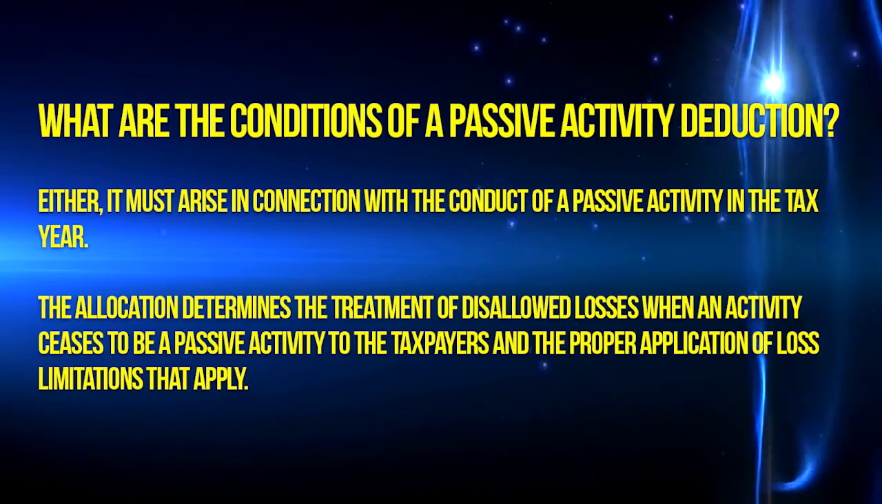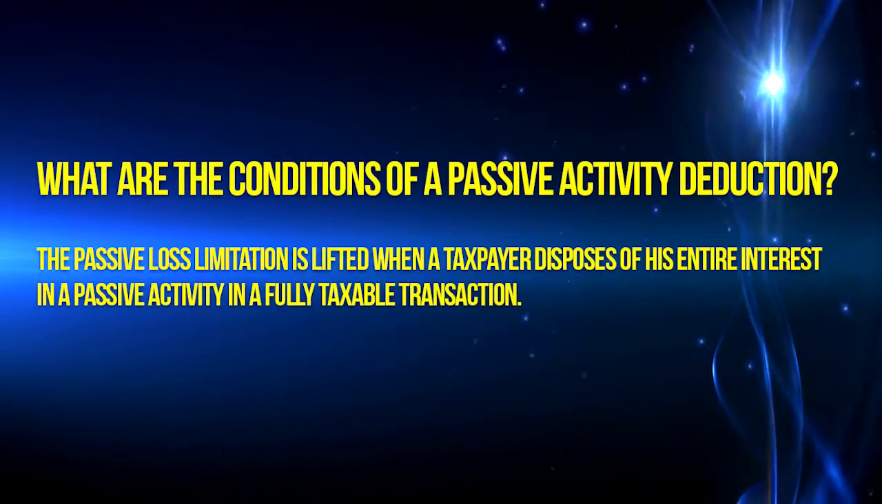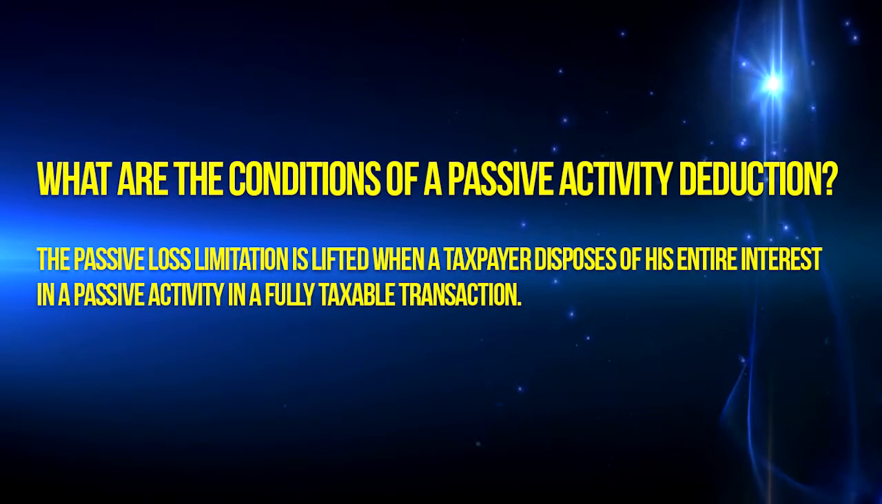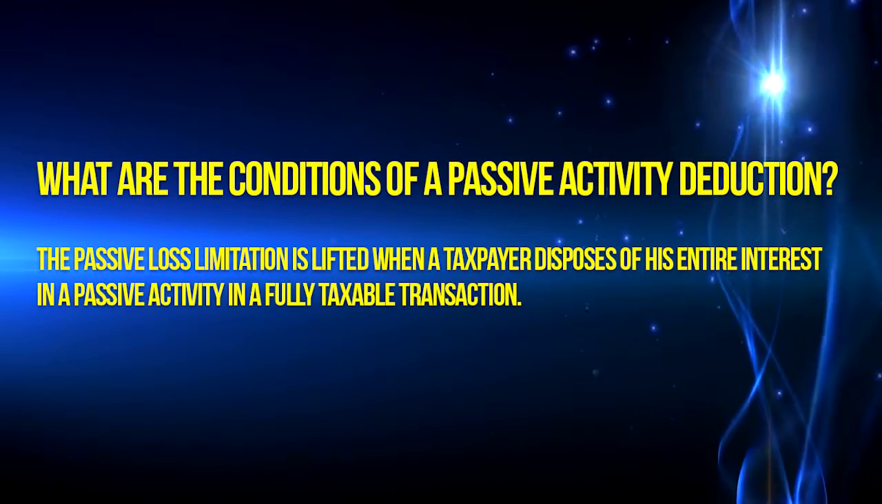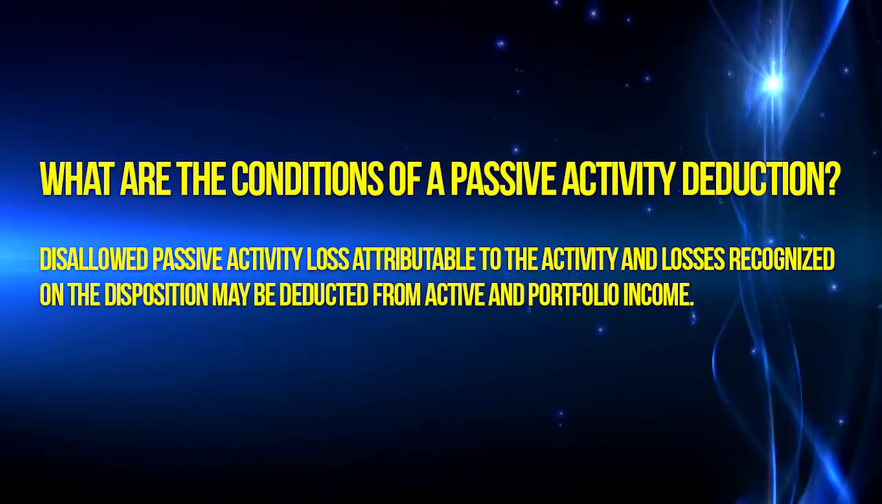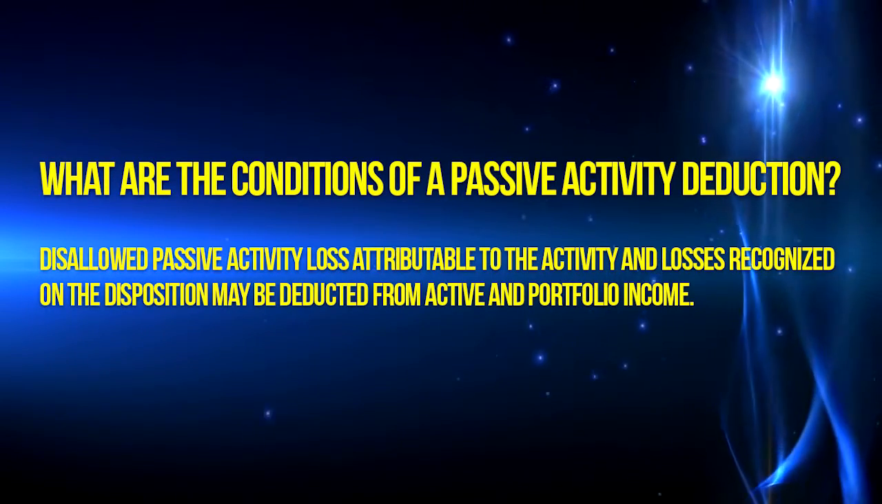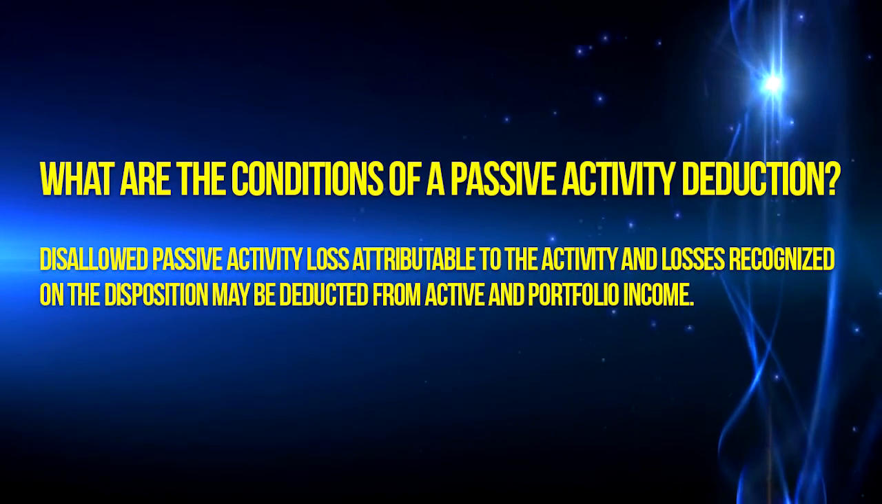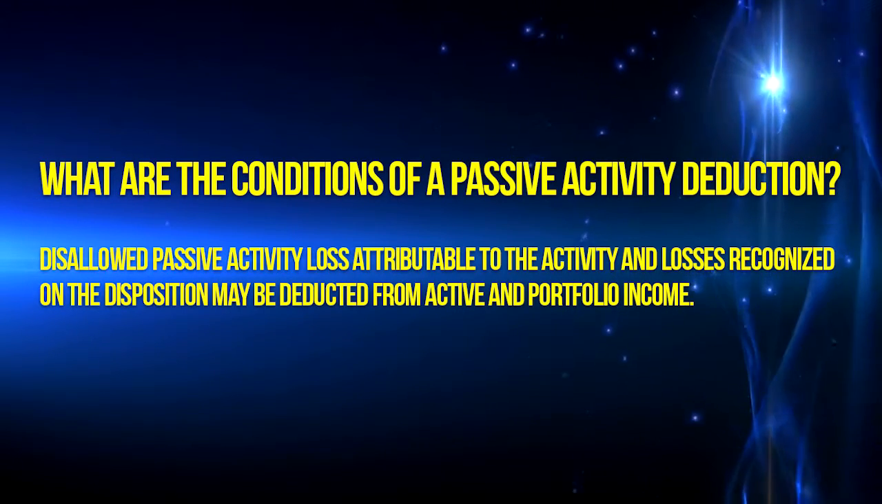But remember the grouping rules. When you have a total disposition of a passive activity in a taxable transaction, the suspended passive losses may become deductible at that time. However, again, remember the grouping rules. Both the suspended passive activity losses and a current loss on that activity when it's disposed of may be deducted from active and portfolio income at that point.